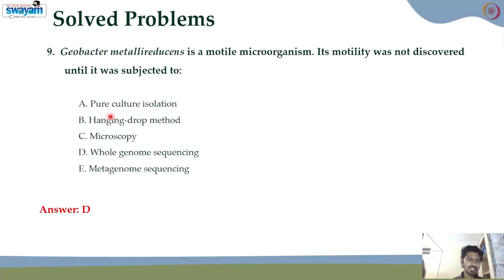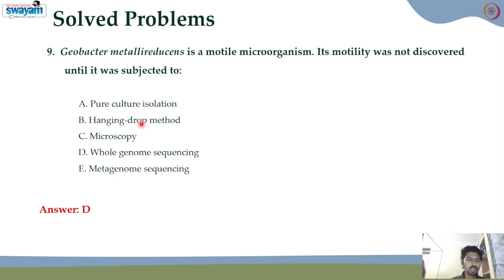So what happens in the pure culture isolation? The isolation allows the motility observation only if flagella is present. But here, their flagella was not distinctly visible. So option A is not the correct answer. Whereas option B, the hanging drop method, observes the motility in a small drop of liquid. As the question itself says, under those conditions their motility was not discovered, right?